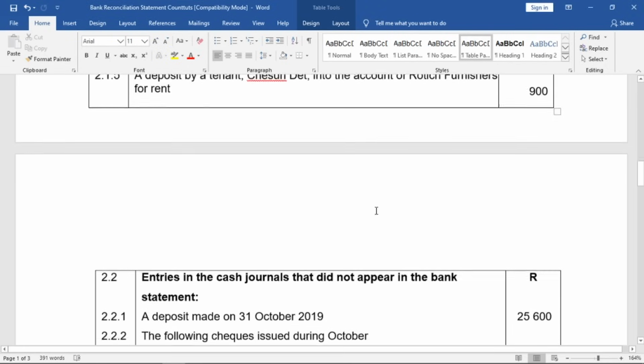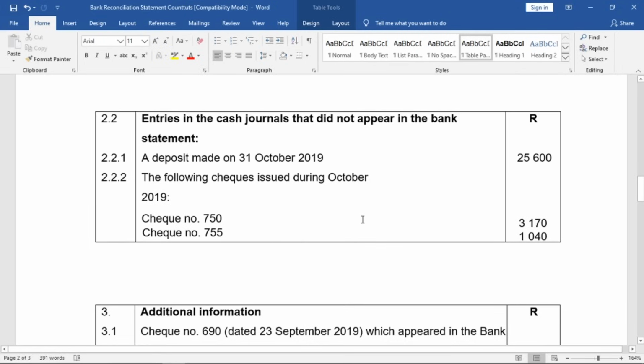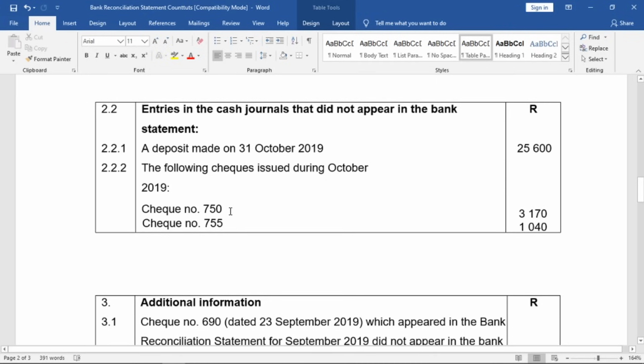Now you can see there we have done everything that was not in our cash journals. Now here, that's why I said it's very important to pay attention to the details, because here now they're telling us what is in the cash journals, meaning in our books, that did not appear in the bank statement. So if they did not appear in the bank statement, where do we record it? Well, if you guessed bank reconciliation statement, you'd be correct. So whatever didn't appear in the bank statement, we do it in the bank reconciliation statement. But now let's begin with our bank reconciliation statement.